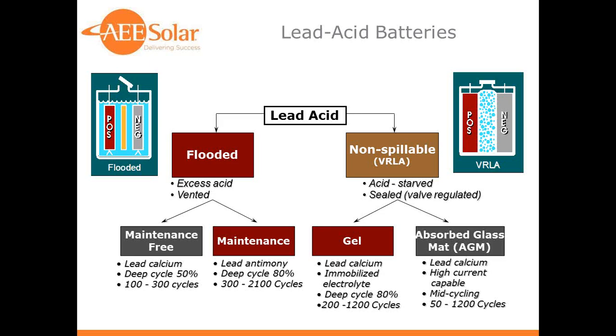And then in the non-spillable forms, there are gel batteries where the electrolyte is actually in kind of a gelatin form and immobilized in that way. And then there's absorbed glass mat, which has these matting pieces between the plates, and the electrolyte is absorbed into the glass mat, so there isn't any actual liquid in there. And each of these has various advantages and disadvantages to them.